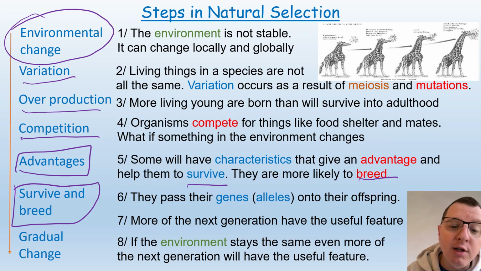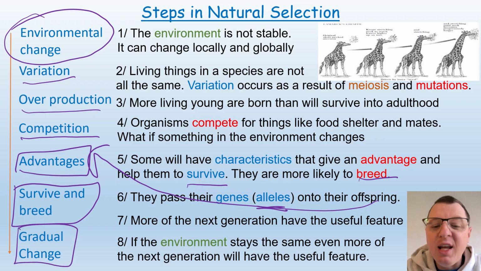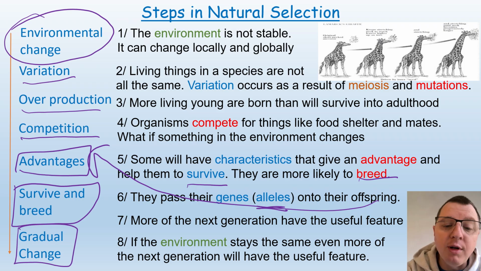And if you can breed, then you can pass on those alleles, the genes, to your offspring that will give them the advantages that you had. So over time, more of the next generation will have more of this advantage, more of this useful feature, and this will lead to a gradual change. If the environment stays the same, then even more of the future generations going forward in time will have more and more of this useful feature.